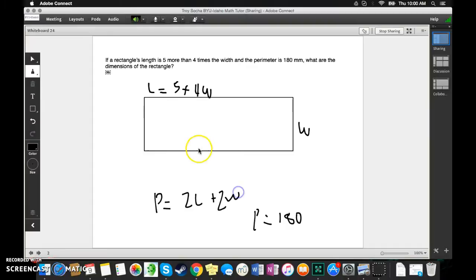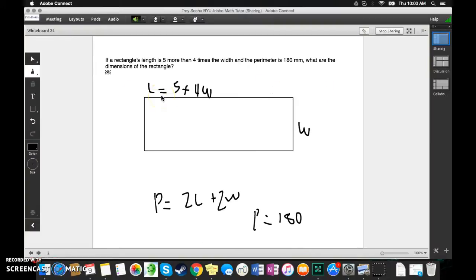So using that formula, we can now solve for W. And then once we know W, we can plug it in and get the dimensions for our rectangle by solving for this formula, and I have another video on how to do that. But again, my focus here is just setting up the word problem.